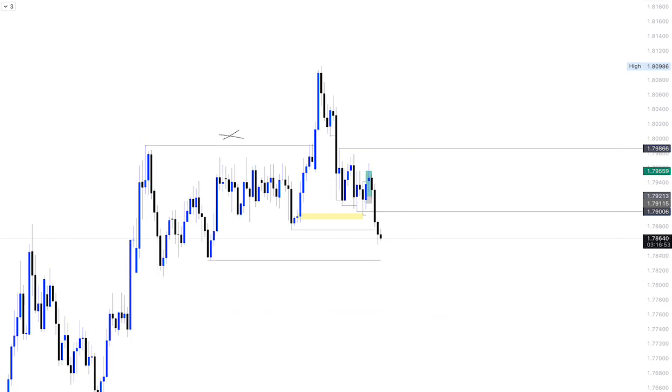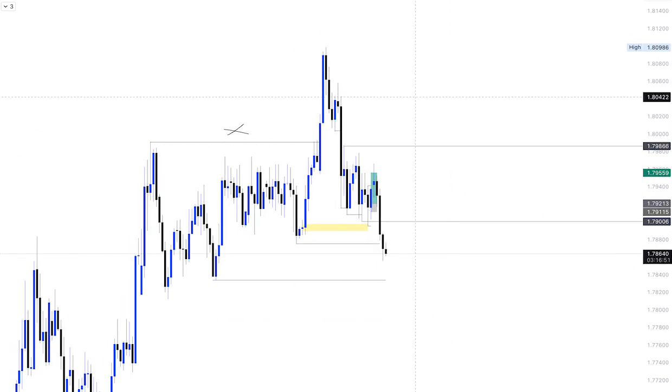So once I saw this, I knew that price was about to go down, and this was a liquidity point for us. So I scaled down to 1 hour.